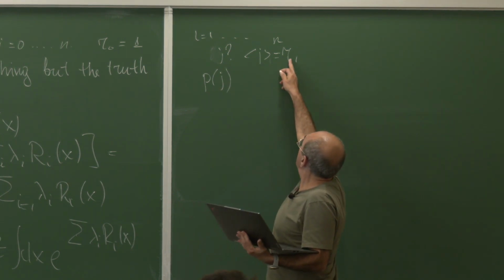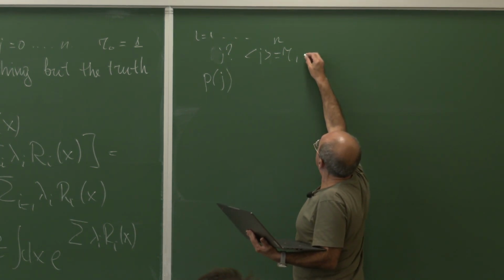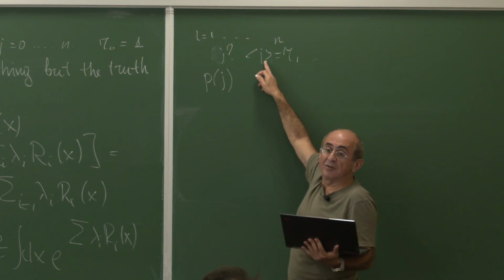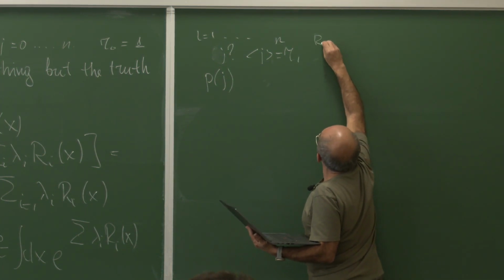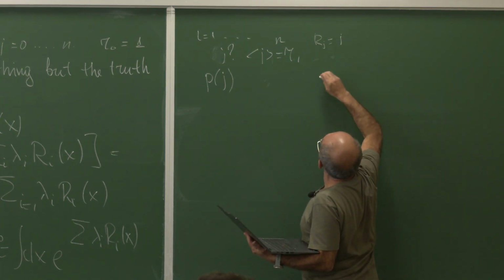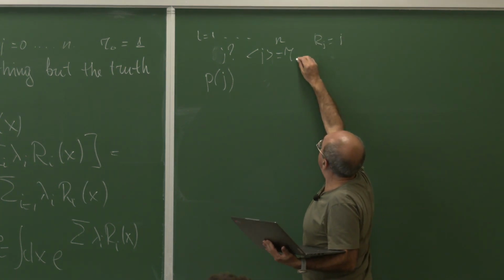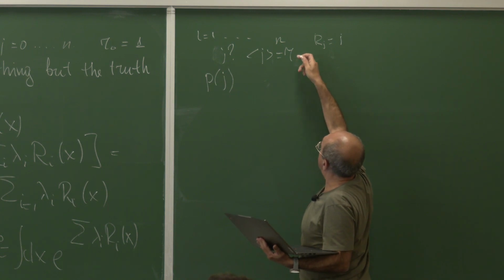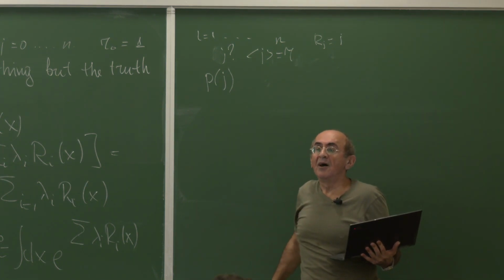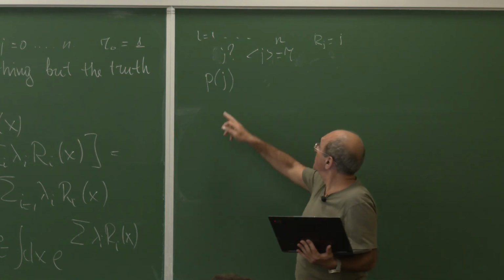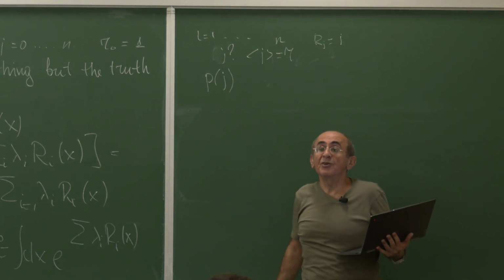I find out that this J mean value is equal to R1. What I know is that R1 is the mean value of J. So my R J is actually J, and its mean value is given by some number R. So what is this probability? How does it depend on J?